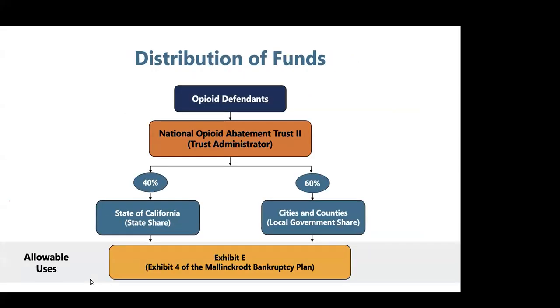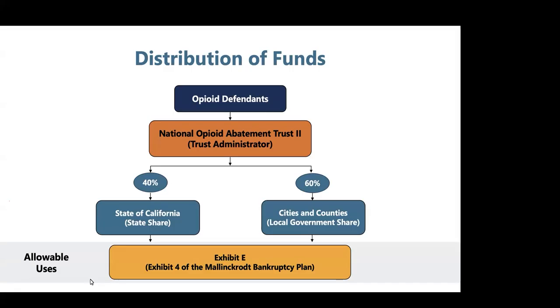Again, similar to the distribution of funds from our settlements, but from the opioid defendant, who in this case is Mallinckrodt, make payments to the National Opioid Abatement Trust, which then makes payments to the state of California or our cities and counties. And specific to this agreement, they do call them local governments. But in our eyes, local governments are essentially the same things as participating subdivisions in terms of the funds that they receive and how they're set up against the state.